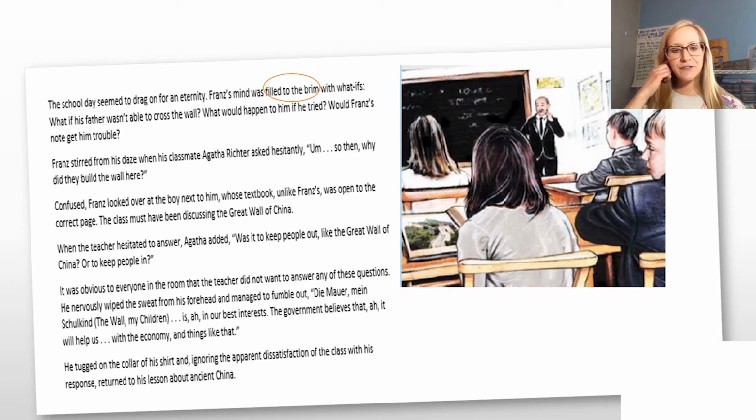That's a really descriptive phrase there where it says filled to the brim. What image might that bring up to you? I'm thinking like, oh, a cup is filled to the brim. My coffee cup was this morning. It is filled to the max. So when he's filled to the brim of what ifs, he's overflowing with questions.